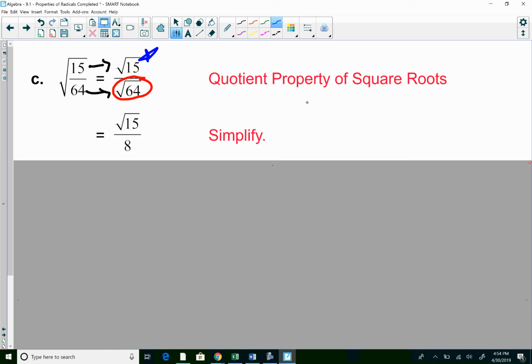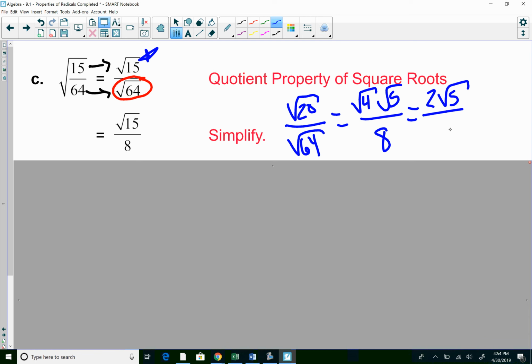But let's say you were given something like, instead of the square root of 15, the square root of 20 over the square root of 64. Then you're going to have to do a little bit more. Square root of 64, we just talked about that, that's going to turn into 8. This square root of 20, you might have to break it down into the square root of 4 and the square root of 5. It's not always going to be super nice and easy like that. Be prepared for some challenge questions like this. And then you would have to simplify just a little bit further so that it would be the square root of 5 over 4, and that would be your ending answer.